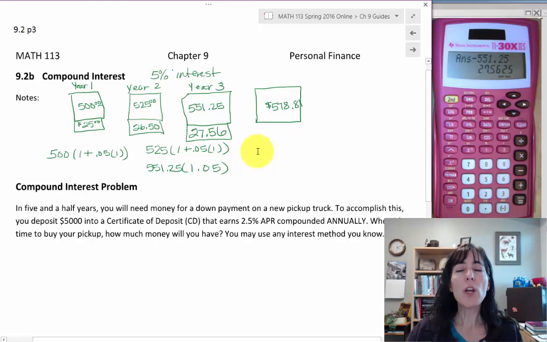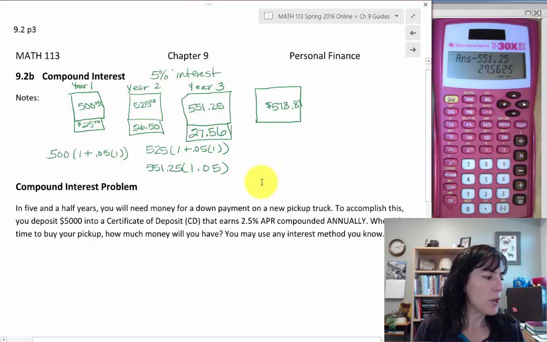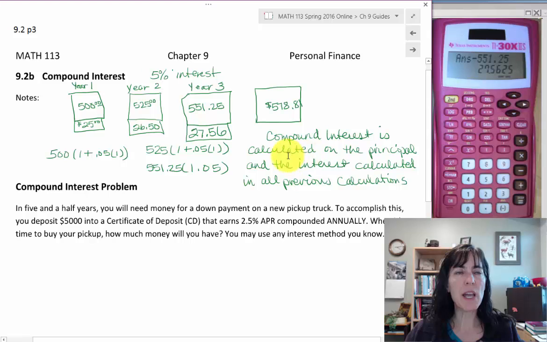You'll see the simple interest used mostly for savings bonds, and occasionally we use it when we're talking about credit card debt and credit card interest payments too. Okay, so the bottom line, what I'd like you to take away from this is, compound interest is calculated on the principal and the interest that was calculated in all previous calculations. I'm being a little bit vague there because we have a bunch of different ways that we calculate interest, and you'll see that in a minute.